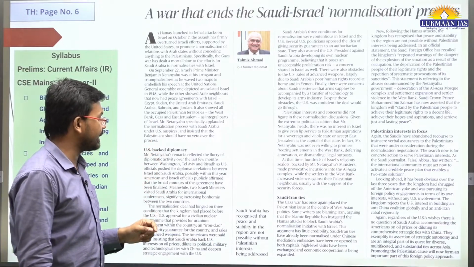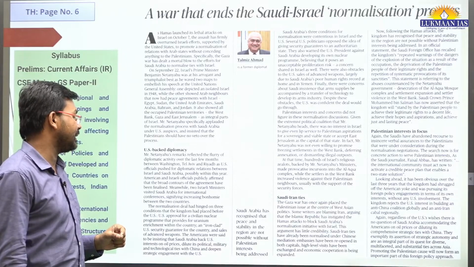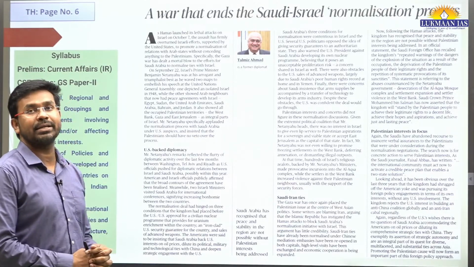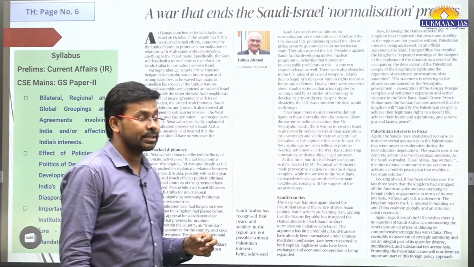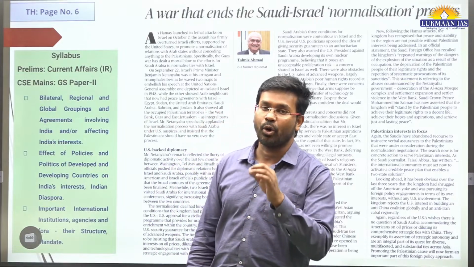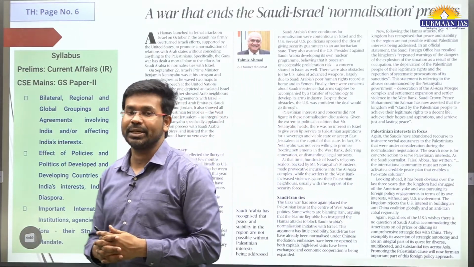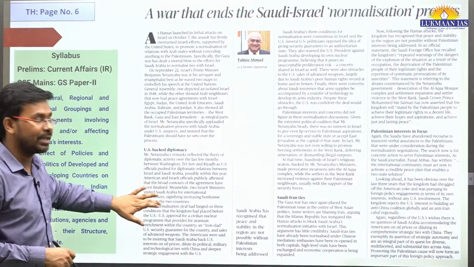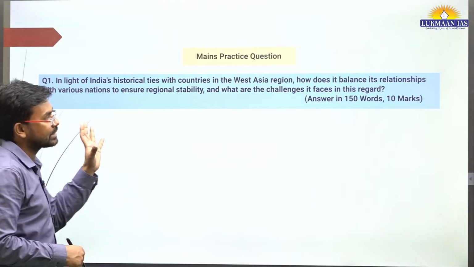Okay, in this article they say Saudi Arabia has recognized that peace and stability in the region are not possible without Palestinian interests being addressed. So now Saudi Arabia wants the interests of Palestinians to be addressed. Only then can peace be established in the West Asian region. That's the thing. So this is a good article. Having understood this, let us try to solve this question.